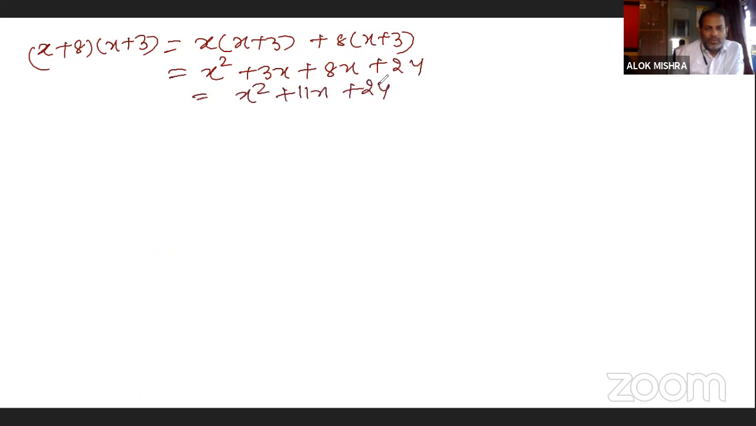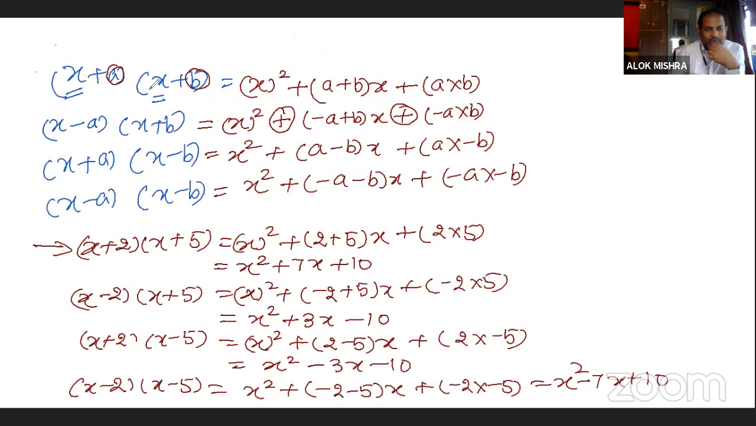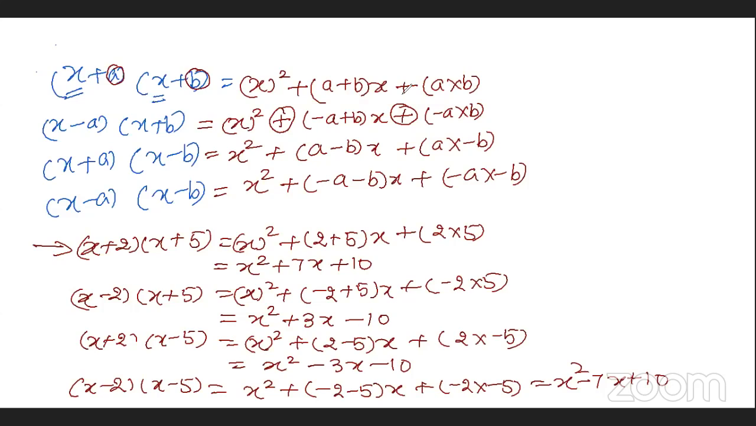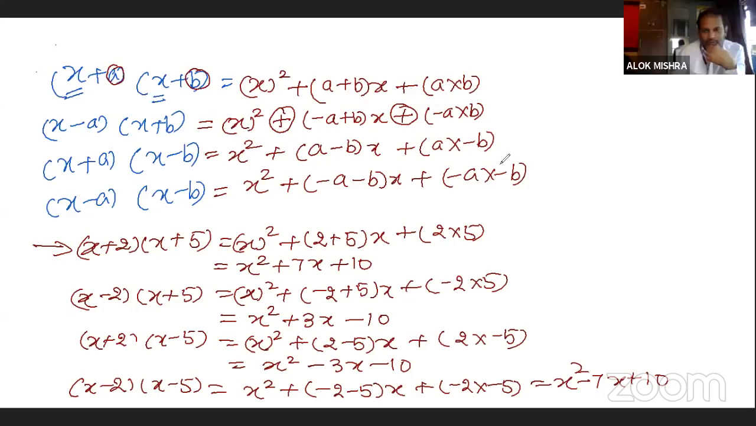So it's a 2 to 3 step problem. Normally I have to go for expanding each and every term. The other part is I'll be using the formula. So let me treat this 8 as a and this 3 as b. So this is matching with my first formula. And what was the first formula? x plus a into x plus b. So that is x squared plus a plus b into x plus a into b. So I'll be using the same formula.